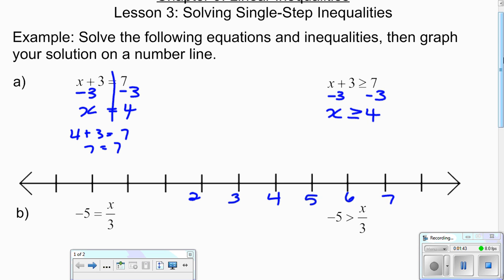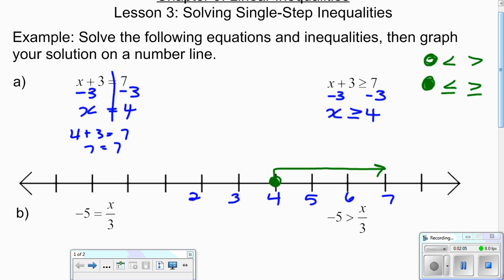When I look at the inequality, it's a greater than or equal to. So that means the dot is going to be colored in. Remember, open dots use these inequalities, closed dots use these ones. Okay, just a reminder, so boundary point is 4. X has to be bigger or greater than 4, so that means it's got to go this way.